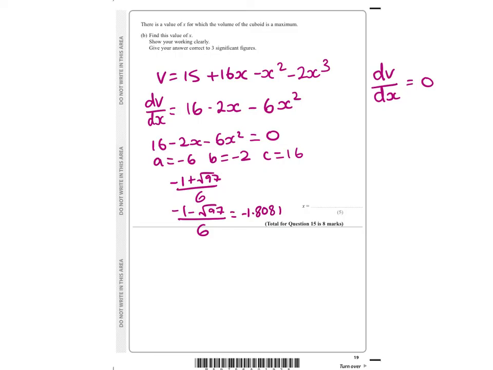And then we also have 1.4748. Now, when we have our maximum, we know that this is a negative quadratic, so our graph is going to look like this. So our maximum point here is going to be a positive value of x. So my maximum is at 1.47 to three significant figures.